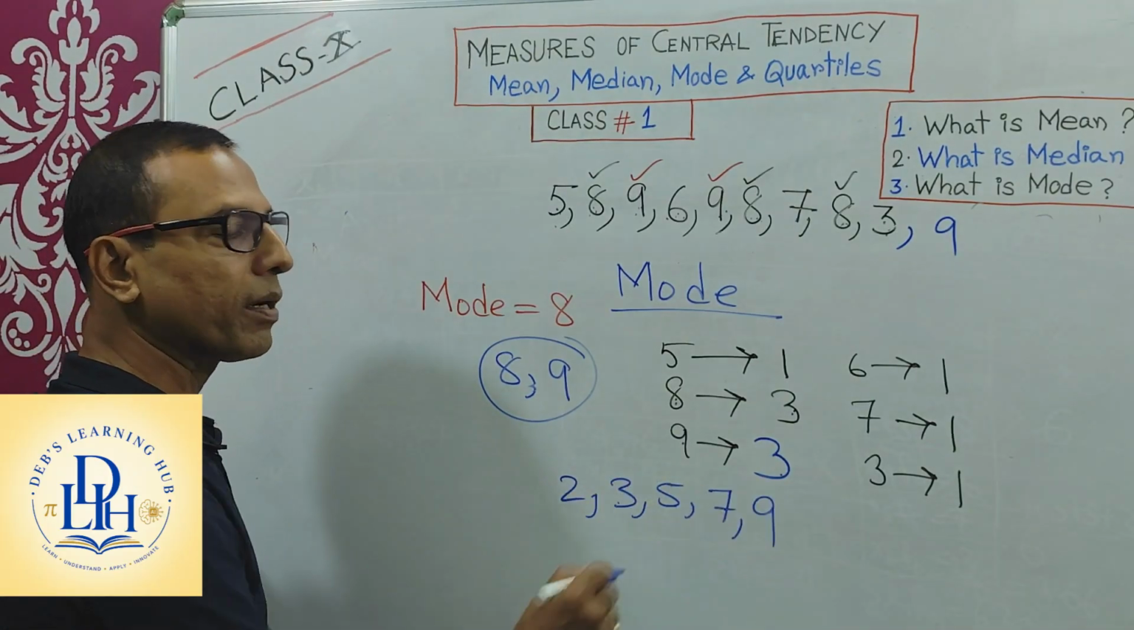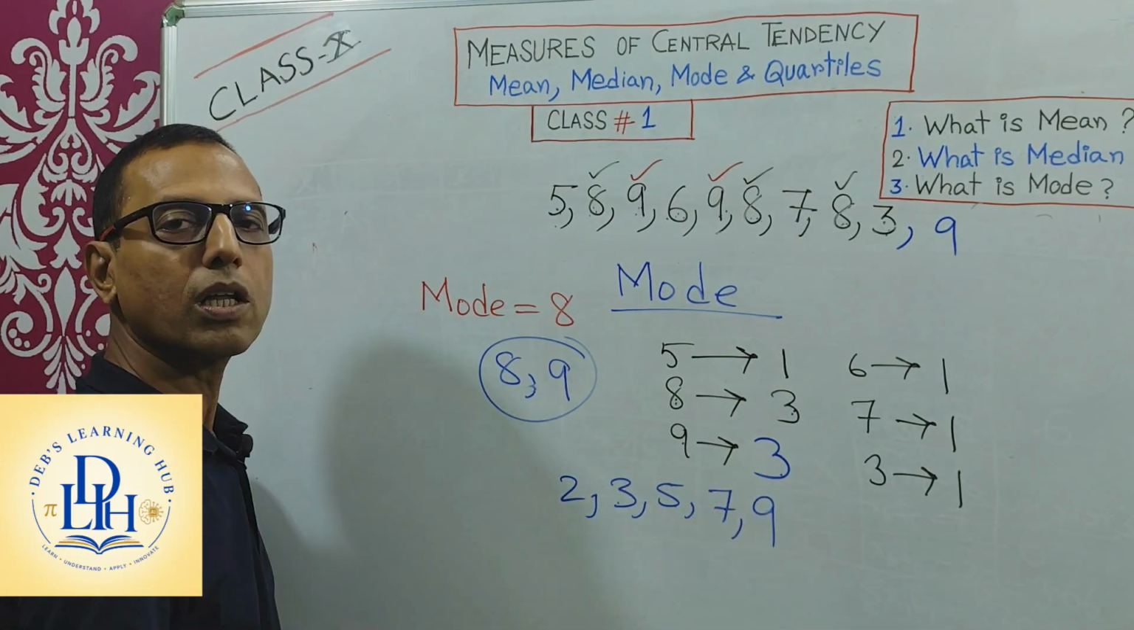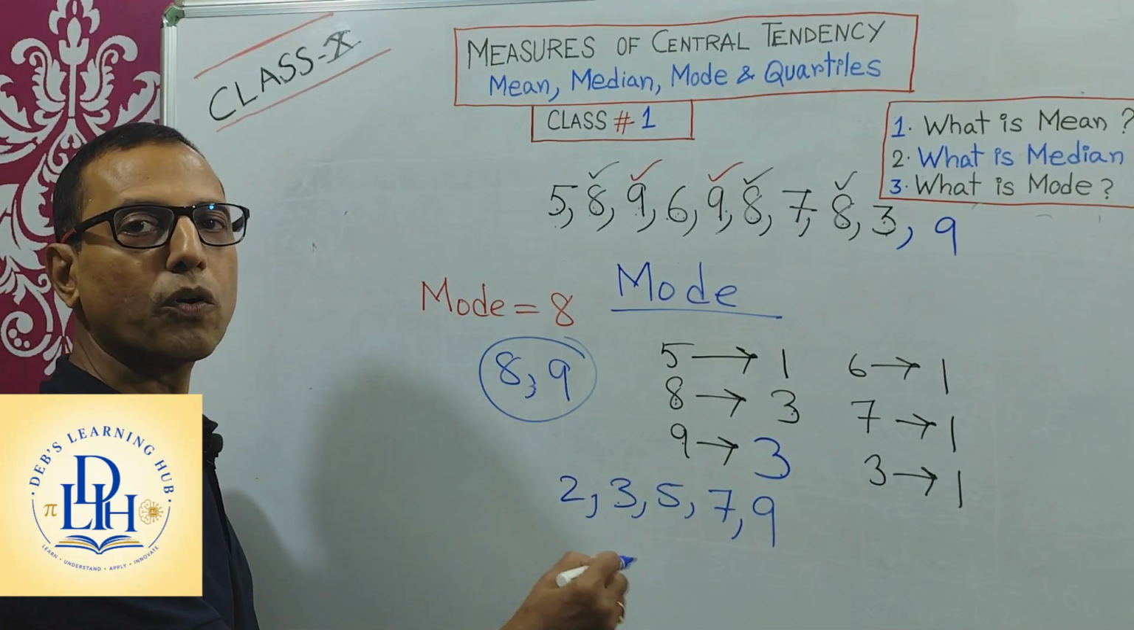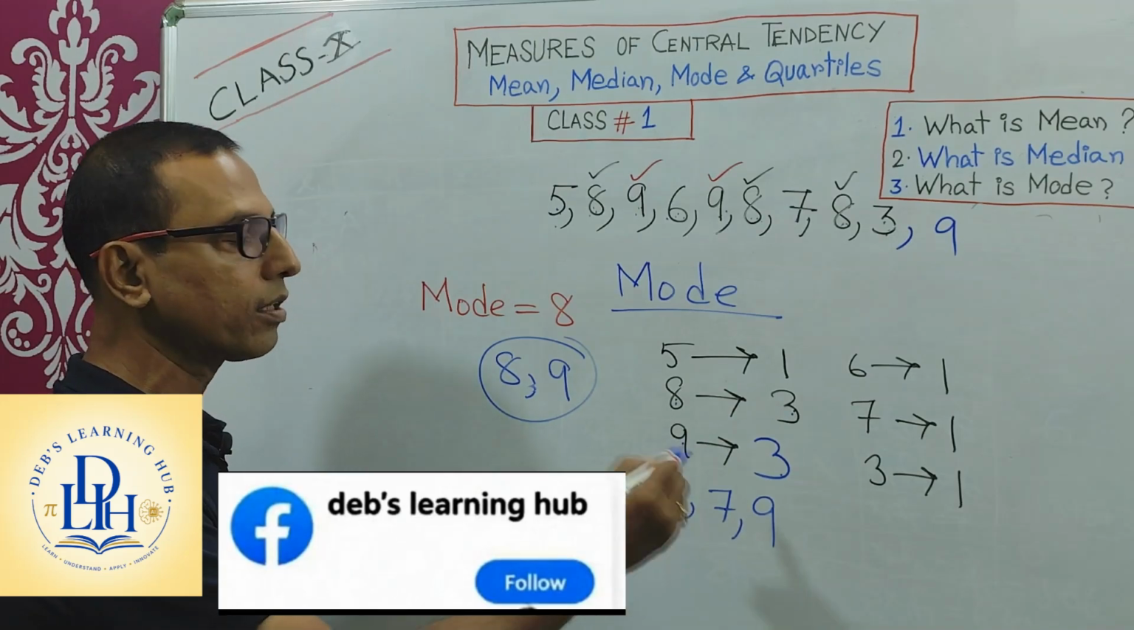Let's say even all the numbers occur twice. Then all the numbers have an occurrence of 2. That means the frequency is 2 for all the observations. There is also no mode.